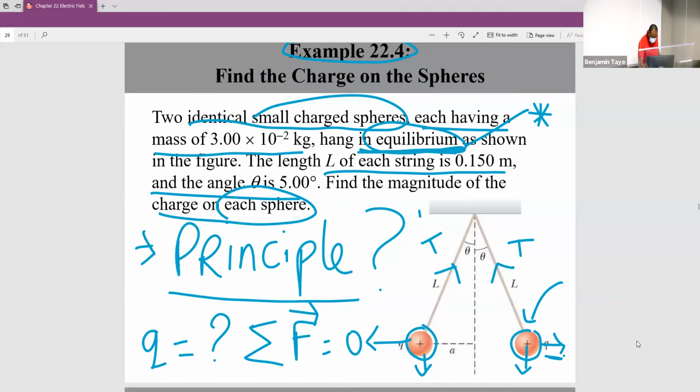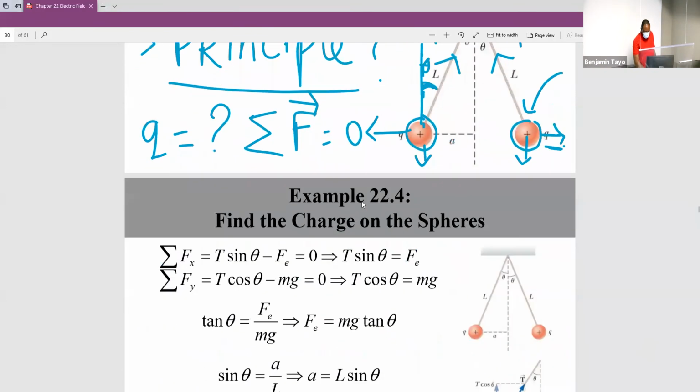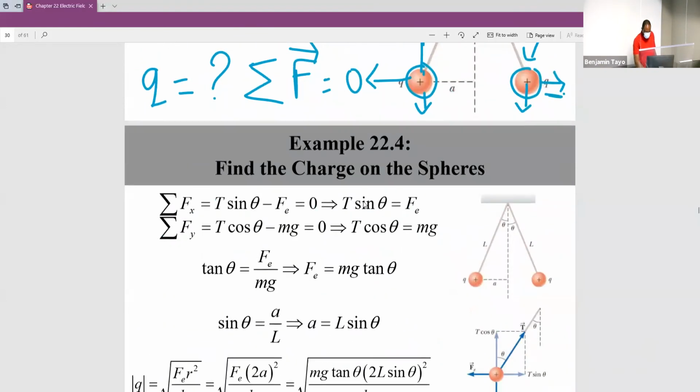Now, what is this angle here? If this angle is theta, this angle should also be equal to theta. And so you can see that I can take my force of tension and break it into X and Y. So let's see if they have a solution. So this is what I'm talking about here.